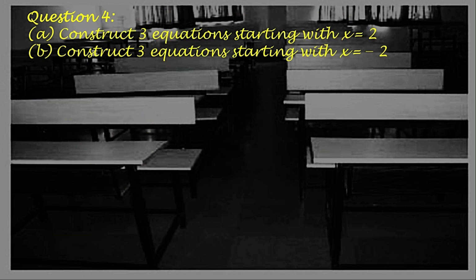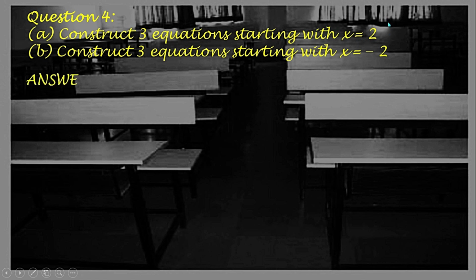Now question number 4. A: Construct 3 equations starting with x equals to 2. B: Construct 3 equations starting with x equals to minus 2. Here the questions are the same, or you can say similar. The only difference is of plus and minus 2. And here I am going to do the first part. So what do you have to do in this question? You only have to start with x equals to 2. Then afterward we have to create a minimum of 3 equations, each following from the previous one.